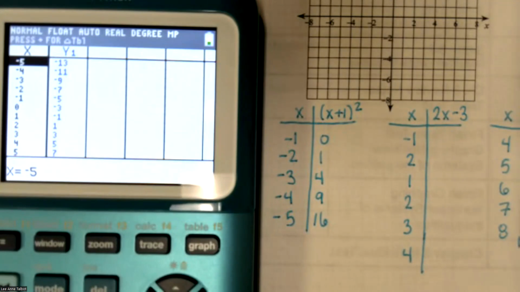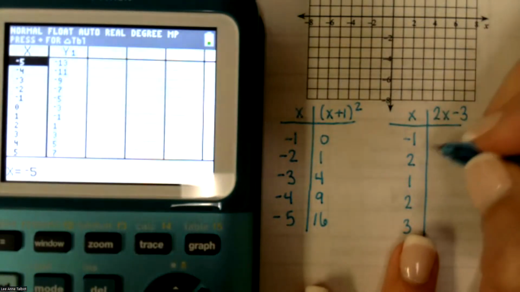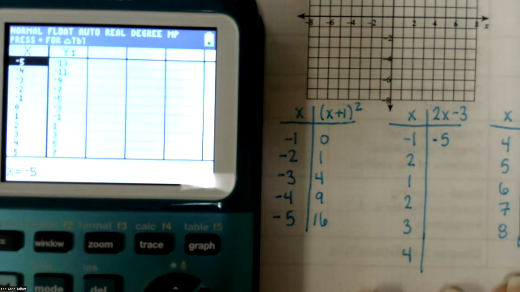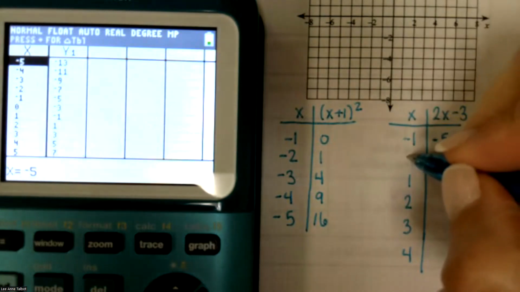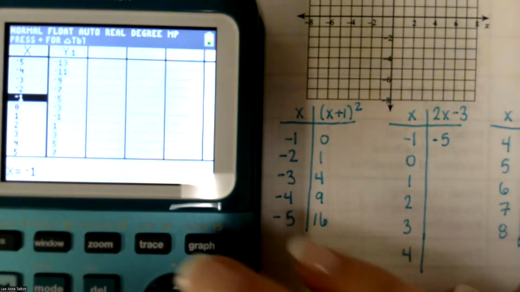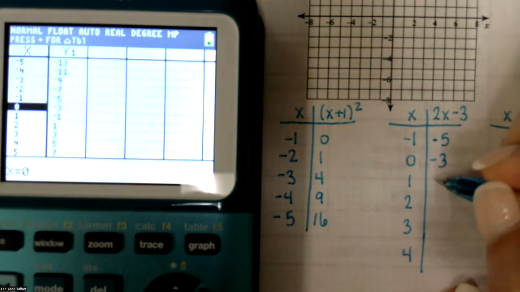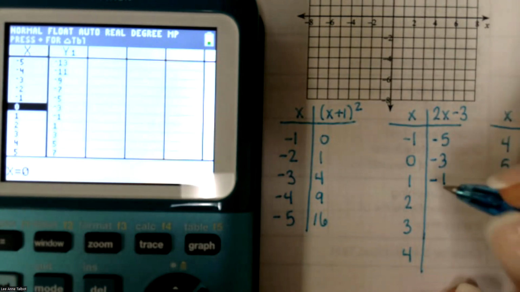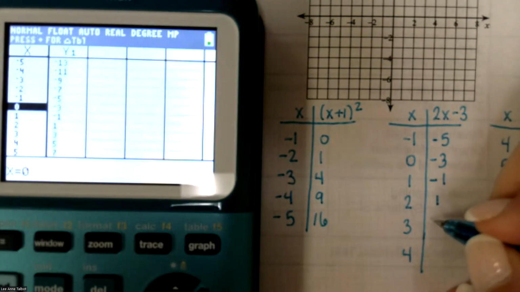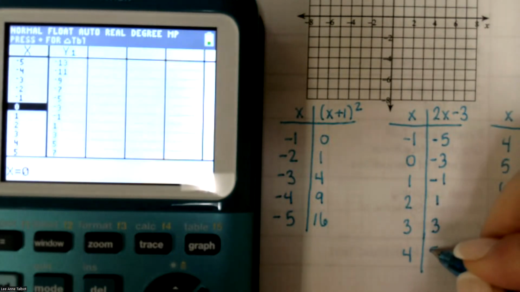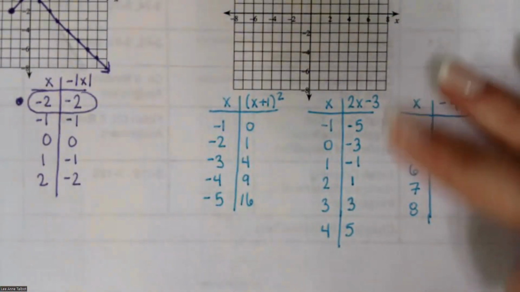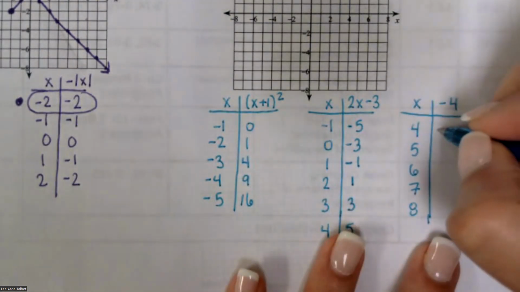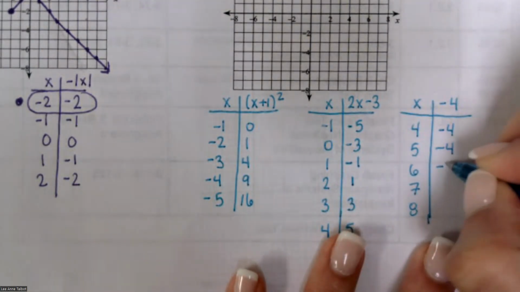Okay, now here's your next table. -1 is -5. Why did I put a 2 here? 0, -3; 1, -1; 2, 1; 3, 3; 4, 5. And then if I made a table for this one, you'd all laugh at me because it's just saying that y is -4.